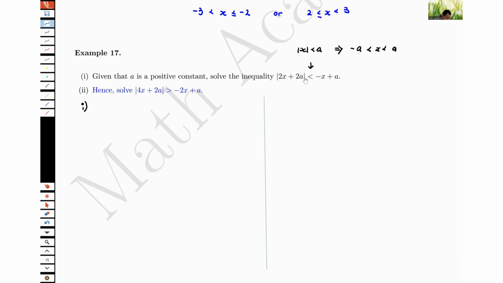Okay, so this is almost similar. This is a less than. We try to apply that formula. Okay, let me start by copying the problem first. So less than minus x plus a. So when I open up to two sides, it will be an in-between.